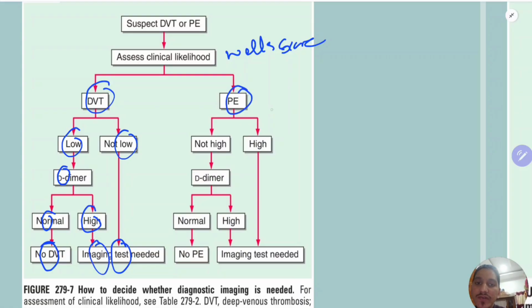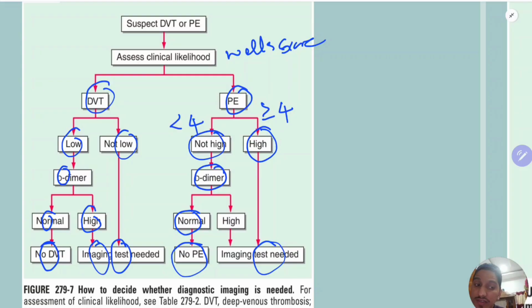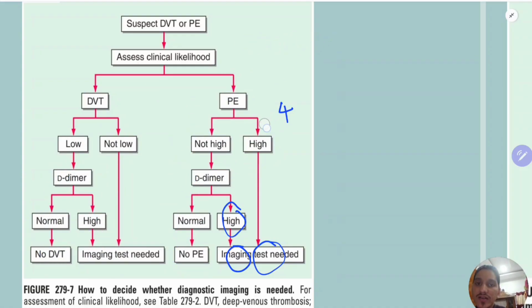But for pulmonary embolism, if the score is greater than 4, then it is called high, then go for imaging. If it is less than or equal to 4, then it is not high, then go for D-dimer. If D-dimer is normal, then no pulmonary embolism, similar to deep venous thrombosis. If D-dimer is high, then go for imaging. So simple, very simple. This is how to decide whether imaging is needed or not.